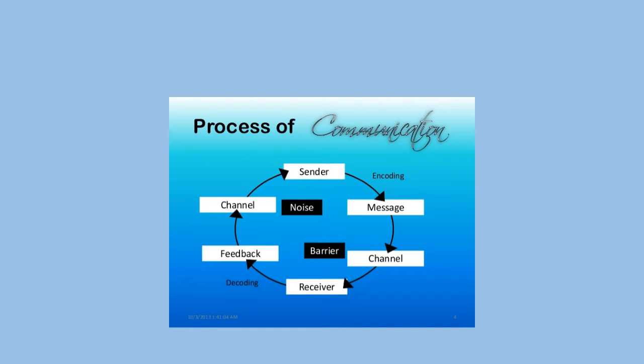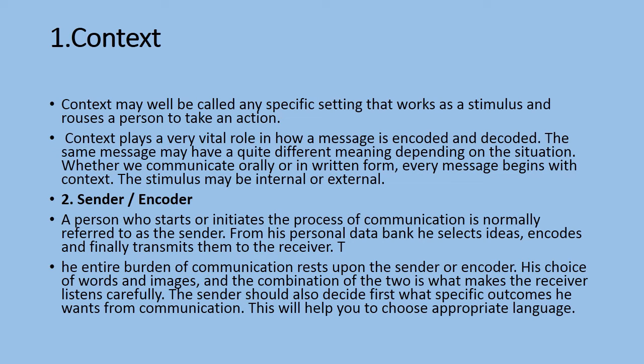So in this figure you can see the whole process of communication. First of all, sender encodes the message through a channel or a medium to the receiver, and then feedback is given through a proper channel. So let's discuss all these elements one by one.